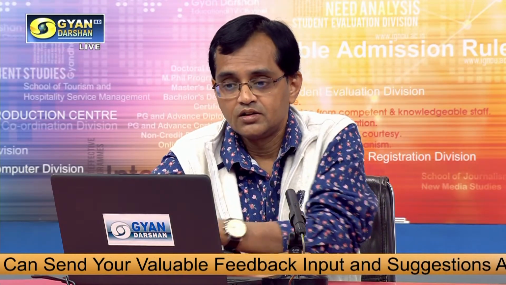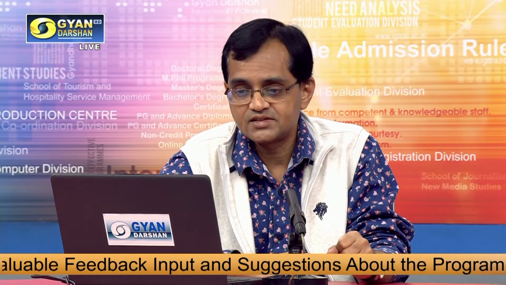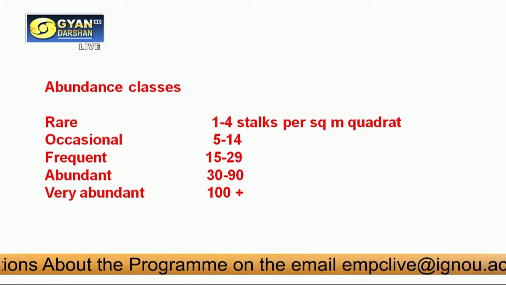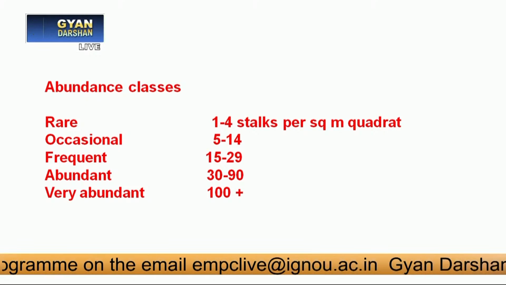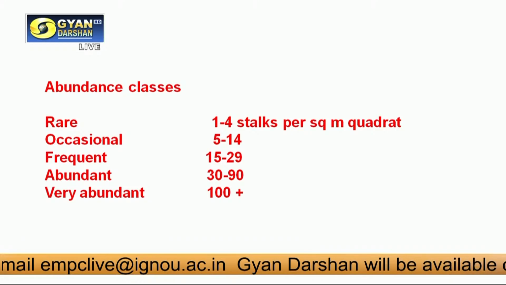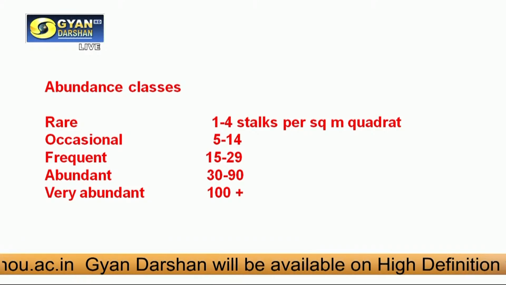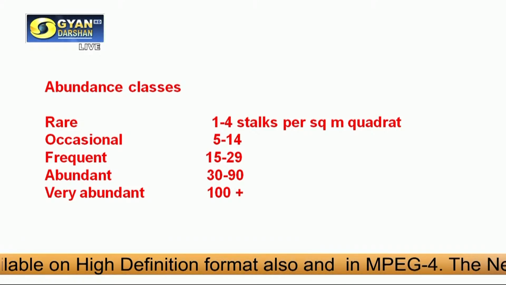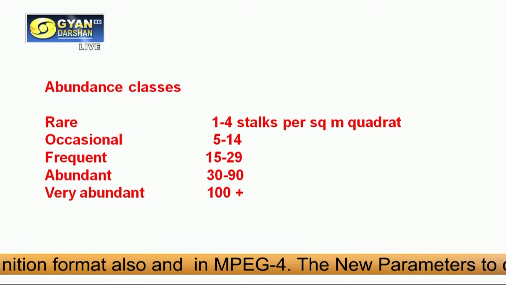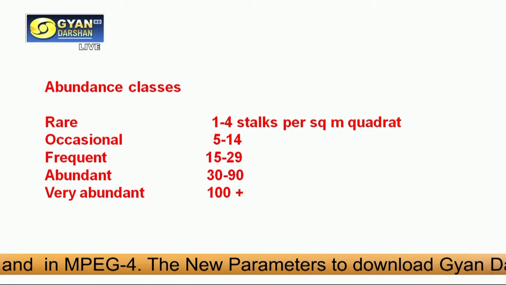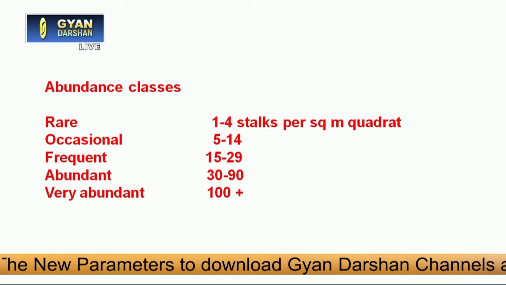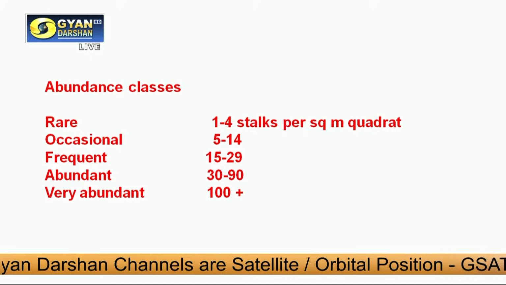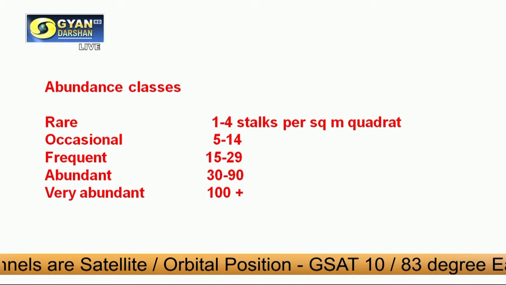Okay. So again, you have the abundance classes, that is rare, occasional, frequent, abundant, very abundant. So you take per square meter quadrat, that is the sampling unit, and you find out how many individuals of a particular species are there. So whether you call that species a rare species or a very abundant species. If it is 100 plus, then it's a very abundant species within a particular sampling unit, that is a quadrat, per square meter of a quadrat.